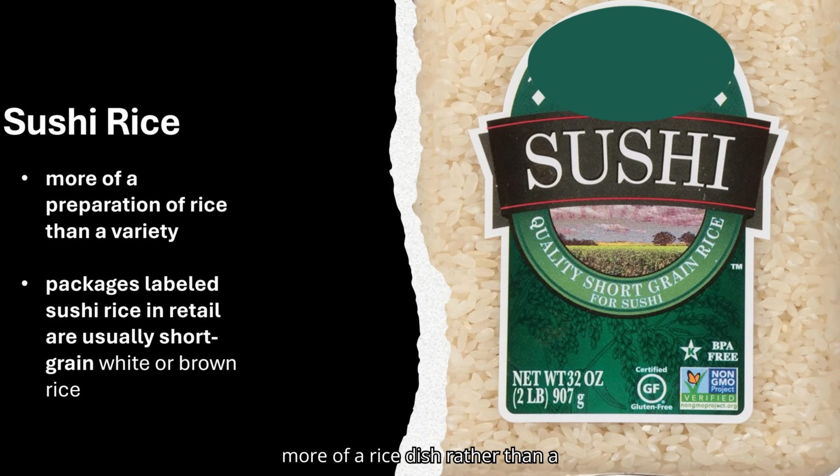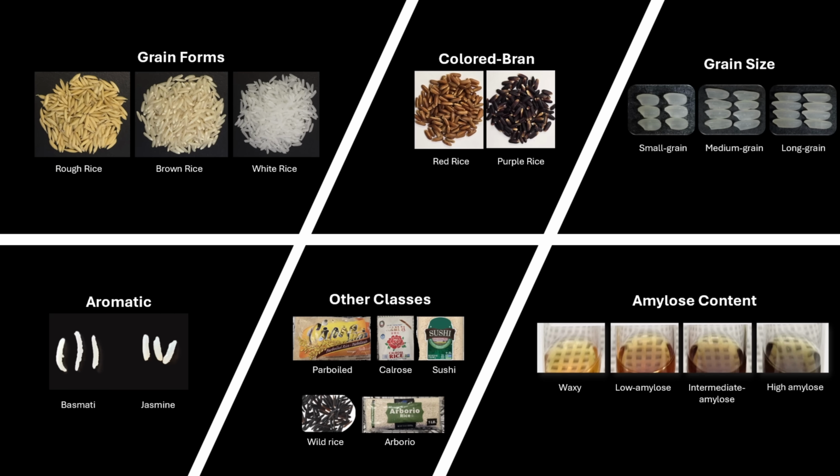Sushi rice is more of a rice dish rather than a variety. It is made by combining hot-cooked short or medium-grain rice with sugar, salt, and vinegar. The mixture is cooled, then used to make sushi. The packages labeled sushi rice in retail are usually short-grain white or brown rice. There you have it, the rice grain types in the United States.